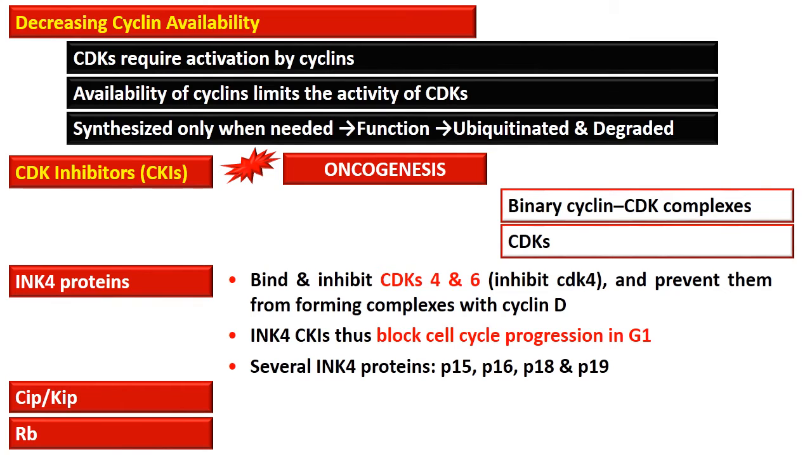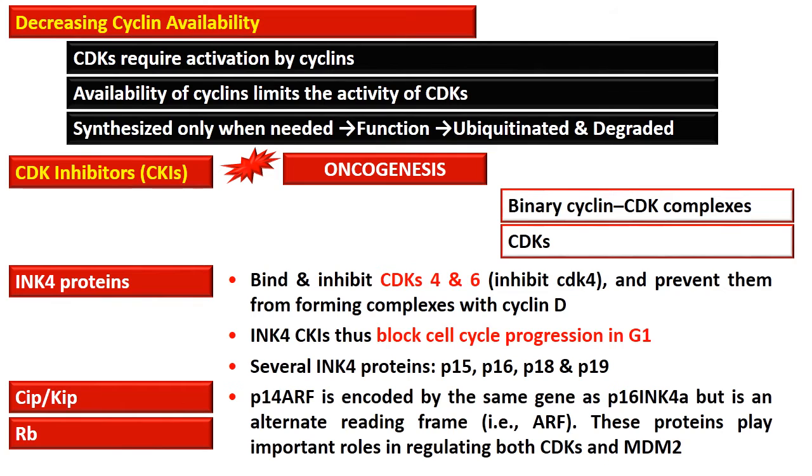There are several inhibitors of CDK4 that are P15, P16, P18 and P19. The P14 ARF is encoded by the same gene as P16 INK4A but in an alternate reading frame. Therefore, it is termed as P14 ARF, alternate reading frame. These proteins play an important role in the regulation of both CDKs and MDM2.